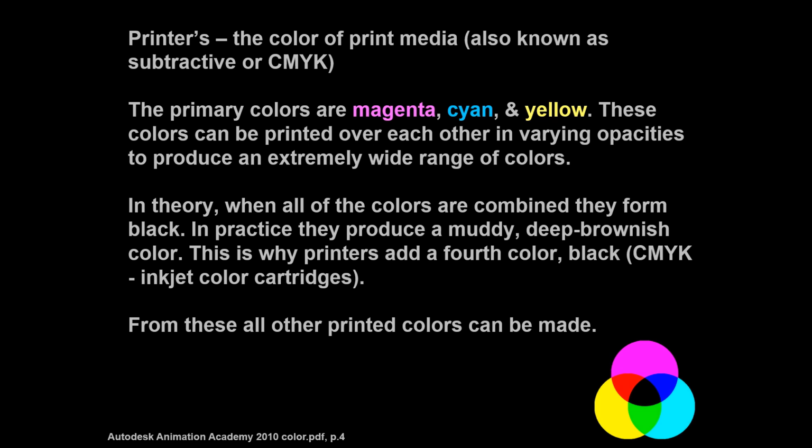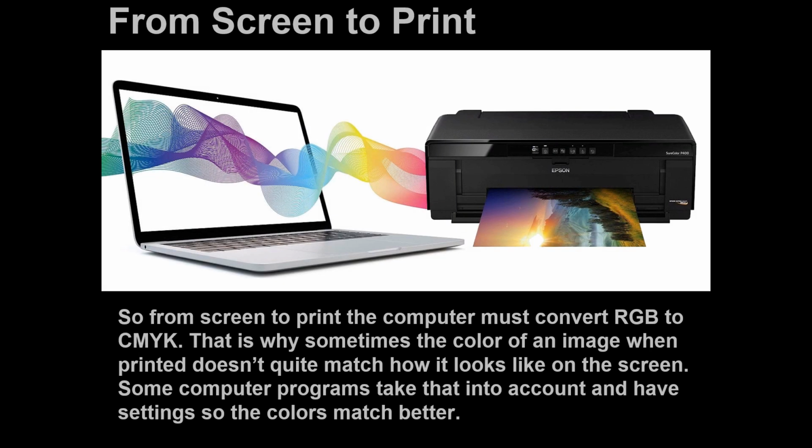And that's why when you buy ink cartridges for your printer, they're CMYK: cyan, magenta, yellow, and K for the black. And that is why sometimes when you see something on a screen and print it, it may not print exactly the same. Because from screen to print, the computer is converting RGB color to CMYK color, and they don't quite line up one-to-one. Some computer programs that you purchase take that into account and have settings so that the colors match much better.